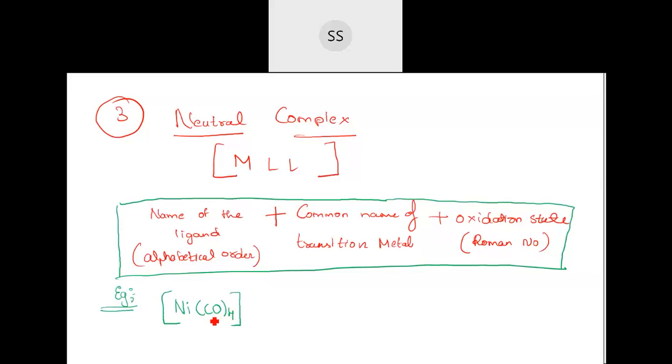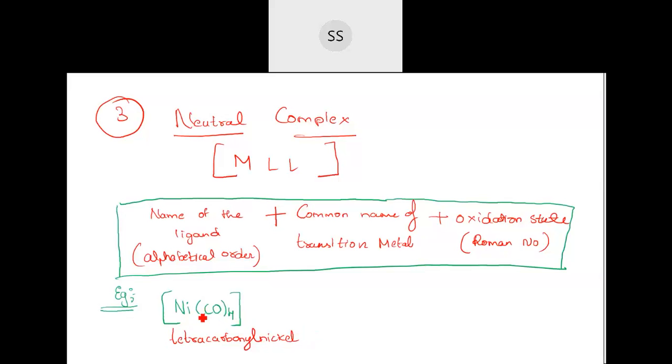What is CO called as? Carbonyl. So here you have 4 CO, so it will be tetracarbonyl. The name starts with a small letter, and you will write it as one single word, there is no spacing. So tetracarbonyl, followed by the transition metal common name, that is nickel. So tetracarbonyl nickel, oxidation state now.